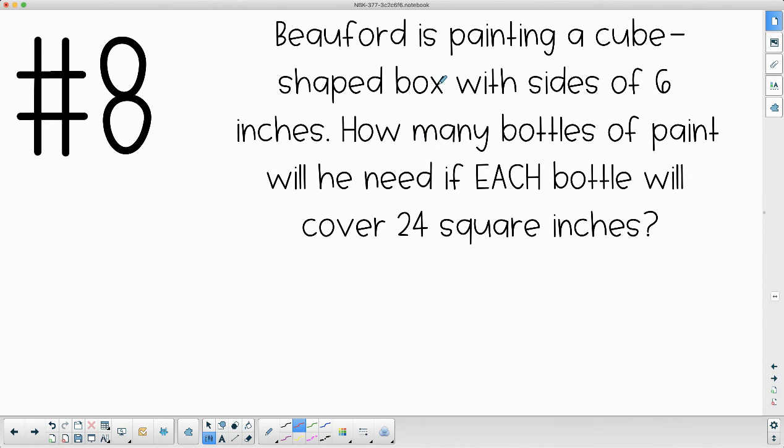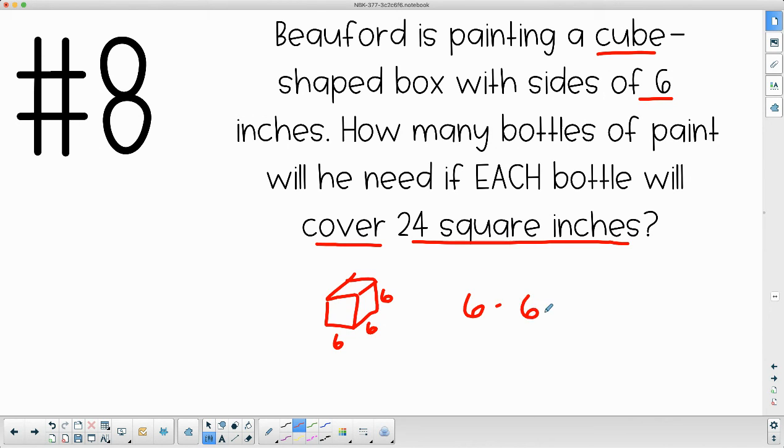Number 8 says Beaufort is painting a cube. Well, I know a cube is going to look something like that. All the sides are 6 inches. So I know since it's a cube, they're all square. So the length is 6, the width is 6, the height is 6. So it asks how many bottles of paint will he need if each bottle will cover, so we're talking about surface area, 24 square inches. So first we're going to start with our frog, and we need to know the surface area of the box he's making.